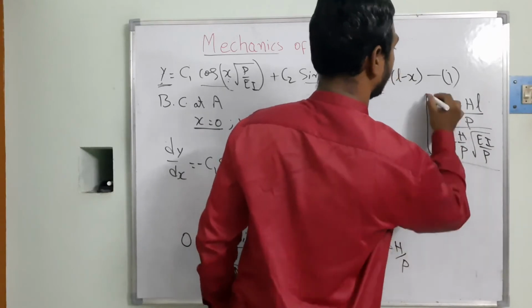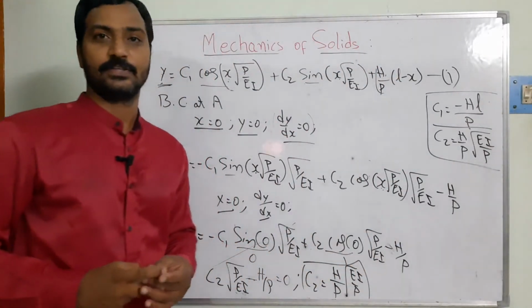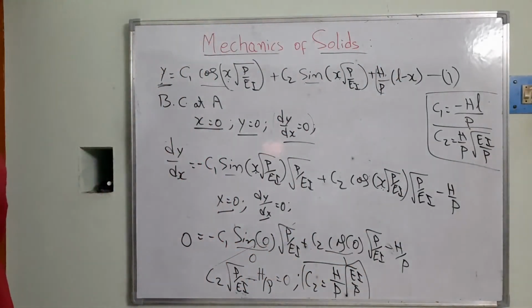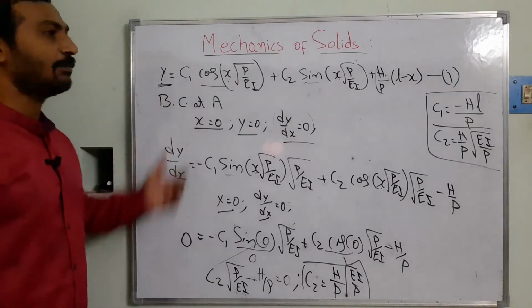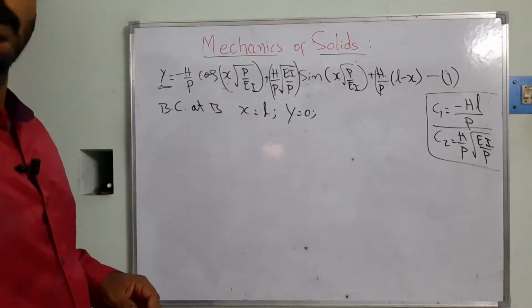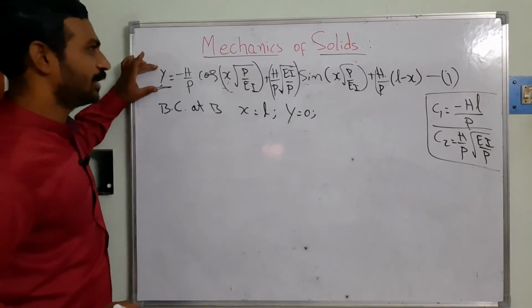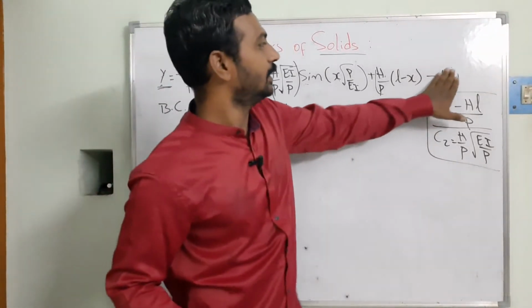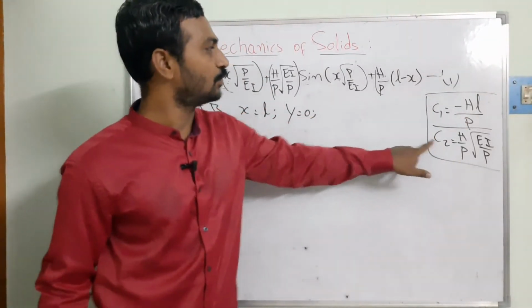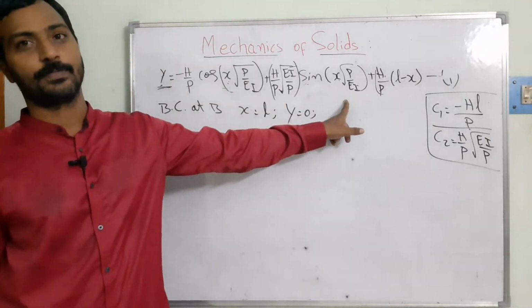Now we have calculated C1 as well as C2. So now what I'm going to do here, I'm going to introduce the second boundary condition. Now I changed equation 1, after getting C1 and C2, I have substituted in this equation.